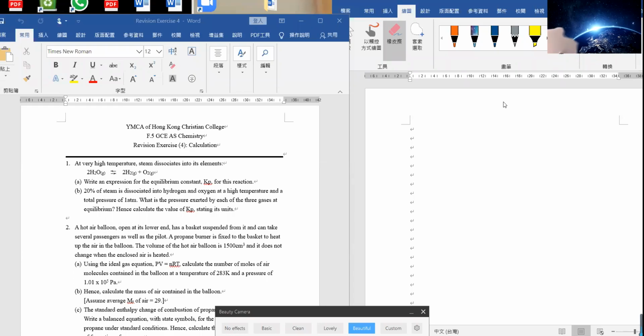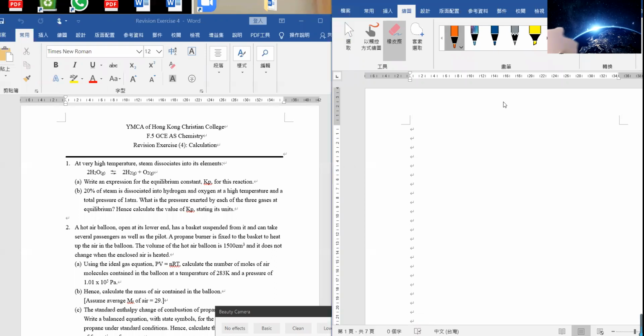Okay, everyone. Today I'm going to make this video to explain this worksheet, and later on I will make another video to explain revision exercise 5. I hope you have already tried these two worksheets. Okay, so now let's take a look at question 1.